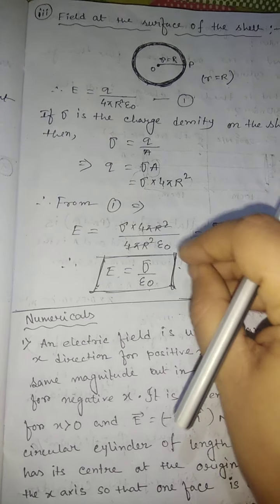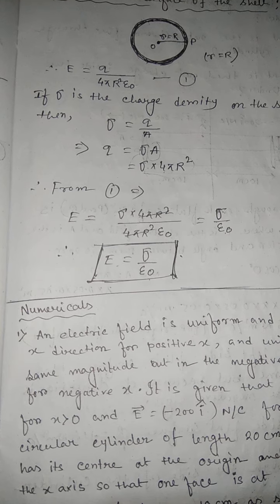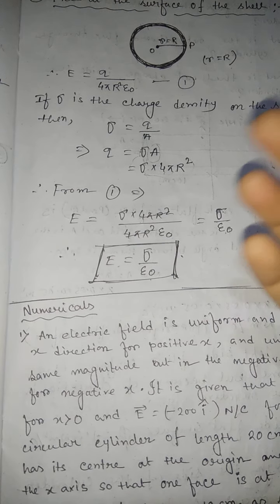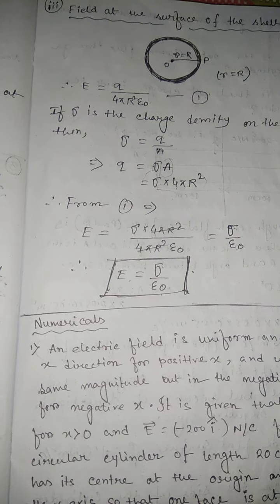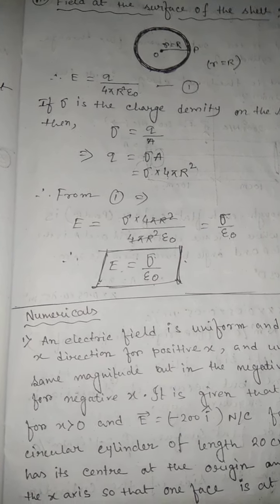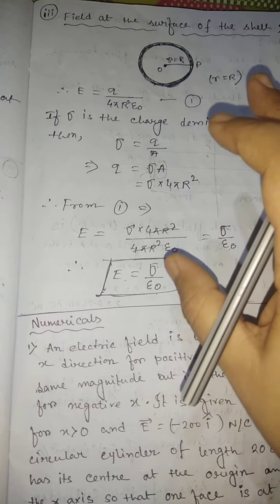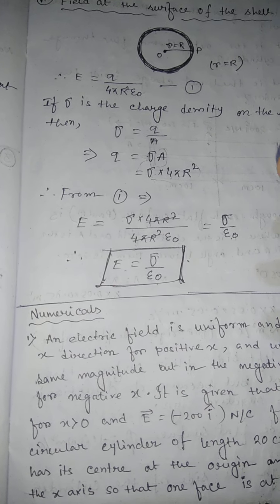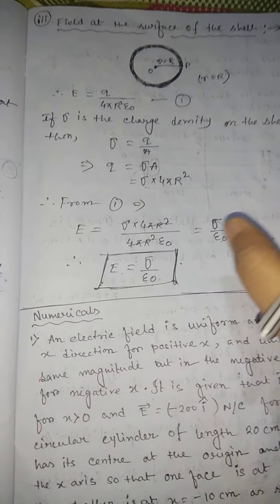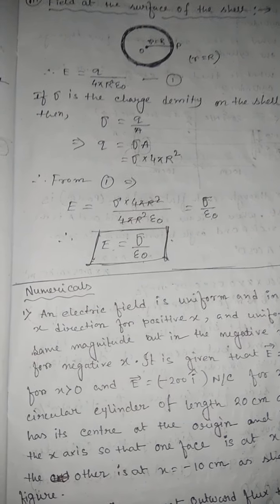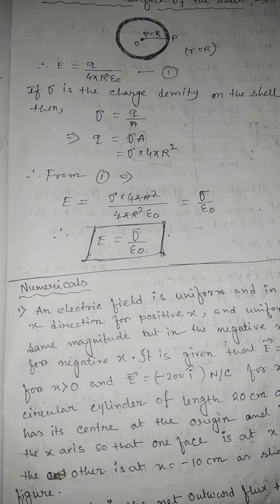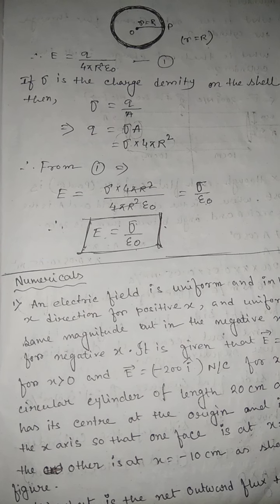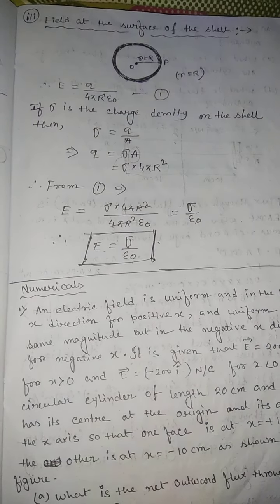Clear? So this is the last topic of this chapter, electric charges and fields. We started with Coulomb's law, the nature of the two charges, and ended with Gauss law and its application. This is the last topic of the first chapter. After that we discuss some numericals related to Gauss law and electric flux. Then the first chapter is completed. So in the next video we discuss electric potential, that is the next chapter, the second chapter.